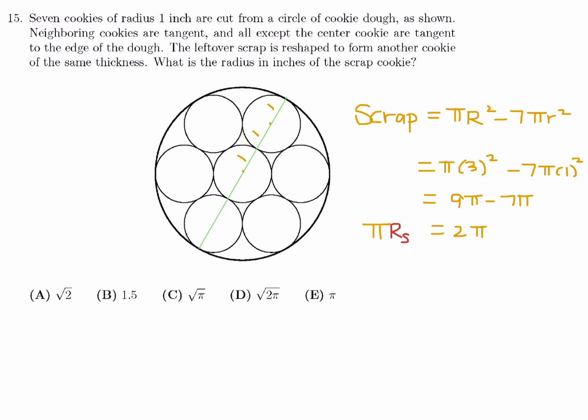Okay, so now we just have to solve this. The pi's cancel. I forgot to put that squared there. So the pi's cancel, and we get radius of scrap squared is 2. Take the square root, and you get radius of the scrap is root 2. And there you go. Number 15, the answer is A.